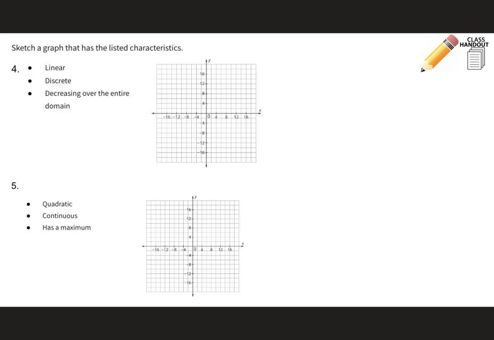All right, the next set of problems, we're sketching a graph that has certain characteristics. So this says we want a graph that is linear, discrete, and decreasing over the entire domain. So discrete means that it's going to be dotted. We know that linear means that it's going to be some type of line either going up or down. But since it's decreasing, we know that it's going to be going down. So that might look something like this.